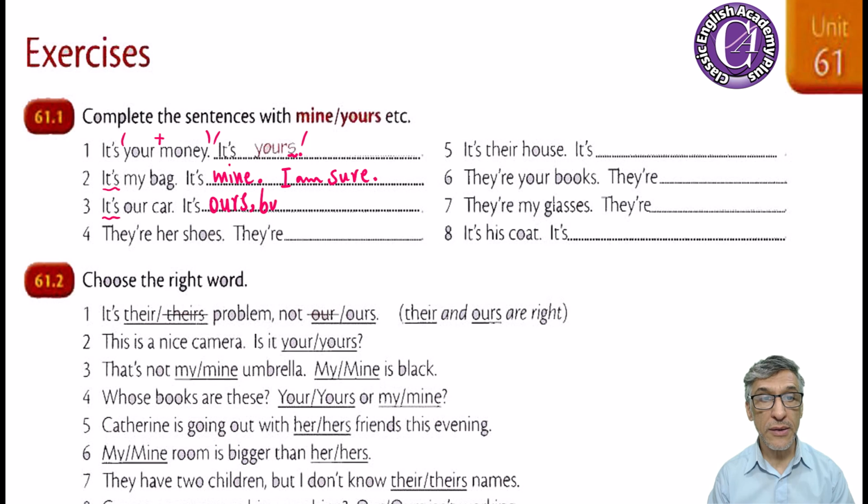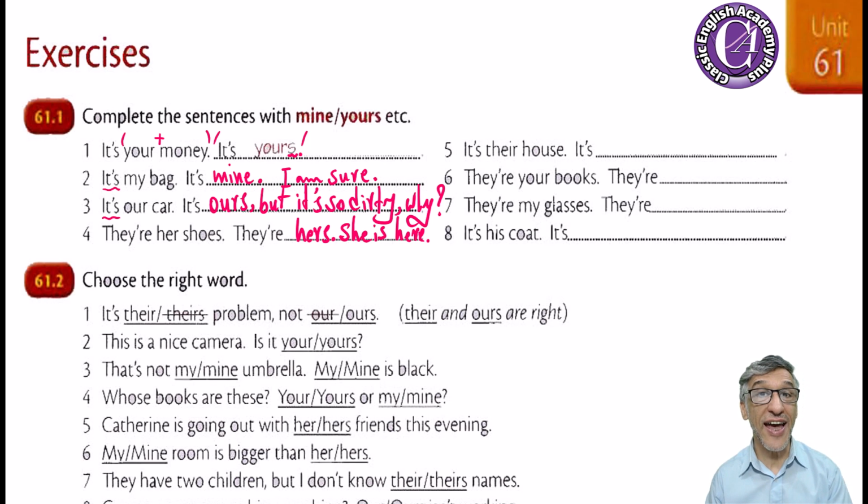But it's so dirty. Why? It is surprising, huh? You are asking. So try to continue. These sentences are very easy. They are her shoes. They are hers. She is here. You see? I am just continuing it. It's their house. It's theirs.